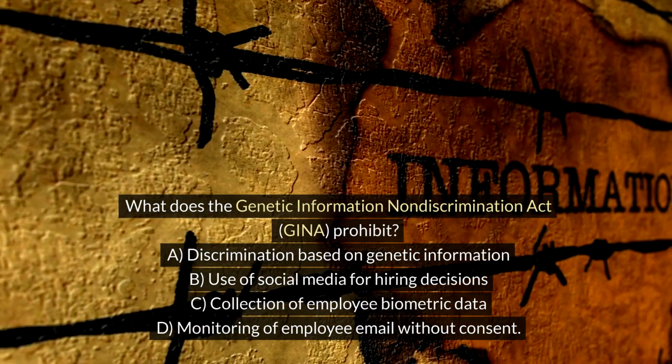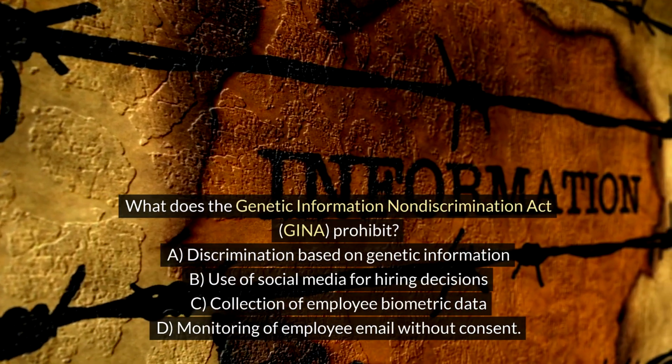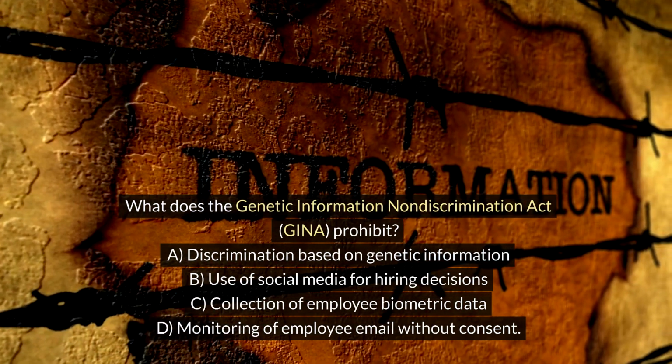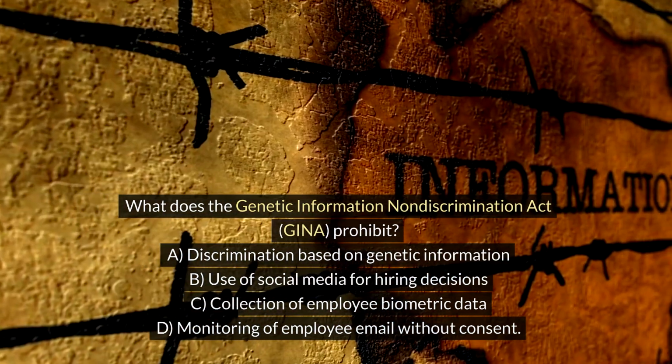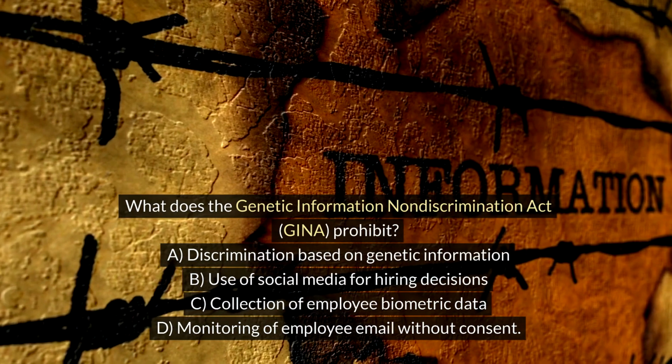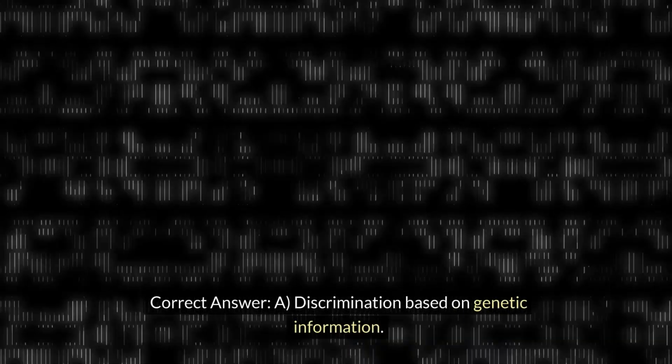What does the Genetic Information Non-Discrimination Act, GINA, prohibit? A. Discrimination based on genetic information. B. Use of social media for hiring decisions. C. Collection of employee biometric data. D. Monitoring of employee email without consent. Correct answer: A. Discrimination based on genetic information.